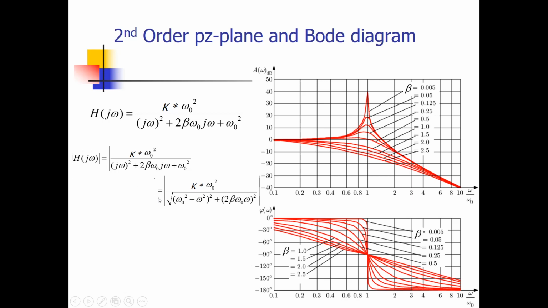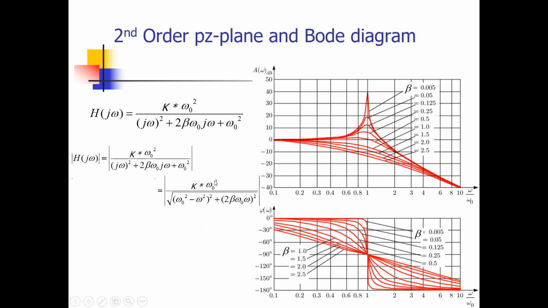So when I take the absolute value, I can take the absolute value of the numerator, which is k times omega 0 squared. And I have to divide it by the square root of the real part squared plus the imaginary part squared. Well, the real part squared is omega 0 squared minus omega squared, and that is squared. The imaginary part is 2 times beta times omega 0 times omega, and that's squared. And I have to take the square root of it.